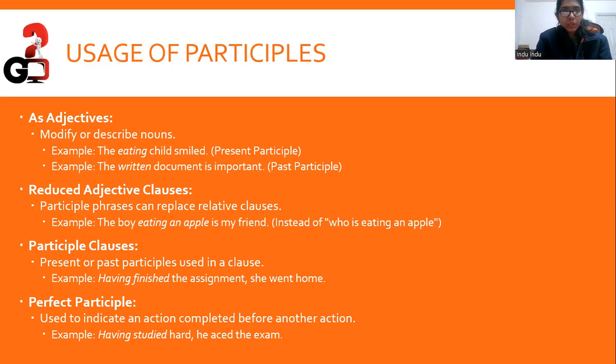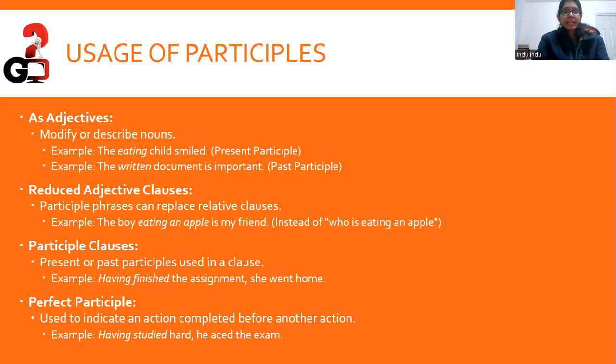Participle clauses: present or past participles used in a clause. Having finished the assignment, she went home. Right? Having is used as an adjective here. Having finished the assignment, she went home. So this is a participle, present participle, of course, here.